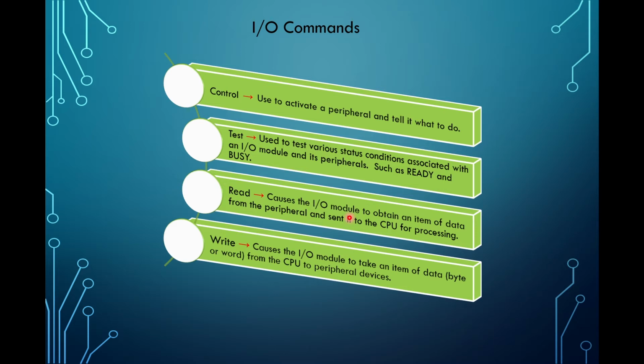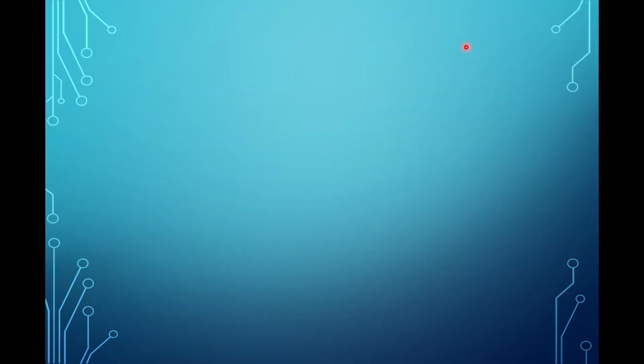Read causes the IO module to obtain data from the peripheral and send it to the CPU for processing. So the IO module takes data from the peripheral and sends it to the CPU for processing. And the write operation causes the IO module to take an item of data, a byte or a word, from the CPU to the peripheral device. Read means from the peripheral device to the IO module, and write means from the CPU to the peripheral devices. These exchange data based on the user requirement to the system. So this is the programmed IO operation.